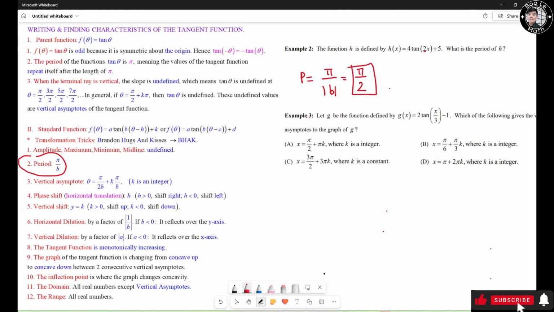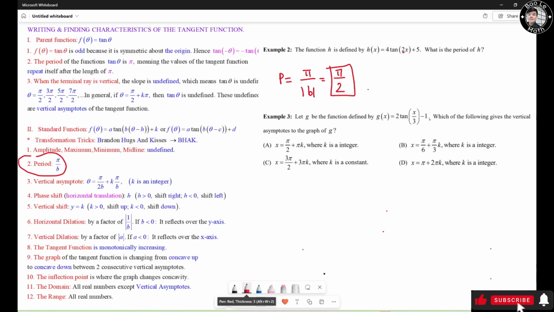Now let's move on to example number 3. The function g is defined by g of s equals 2 tangent of s over 3 minus 1. Which of the following gives the vertical asymptotes to the graph of g? Now in order to find the vertical asymptotes of this function, we look at the notes right here. The vertical asymptote always occurs at theta equals pi over 2 plus k pi. So we just equate this one and this one right here.